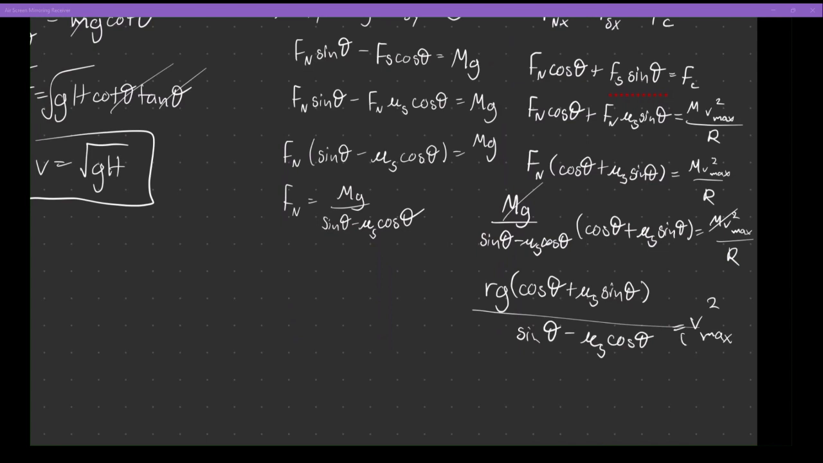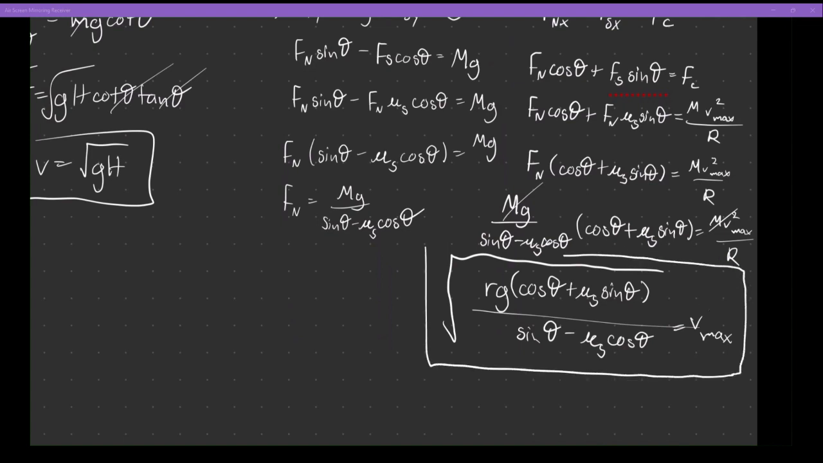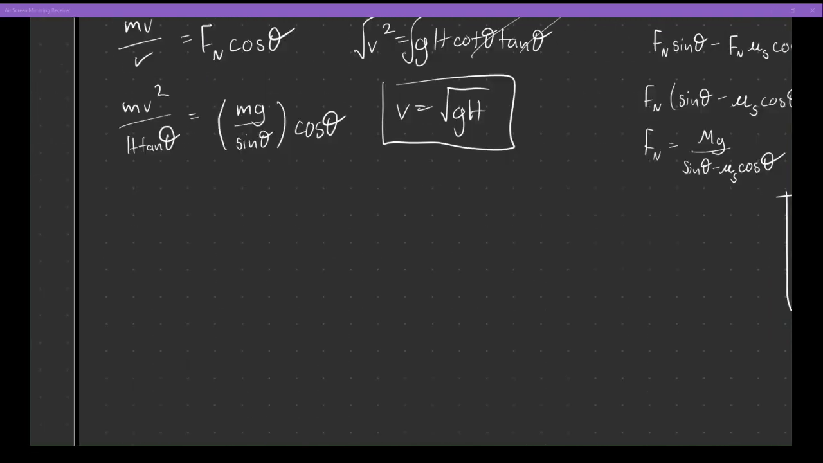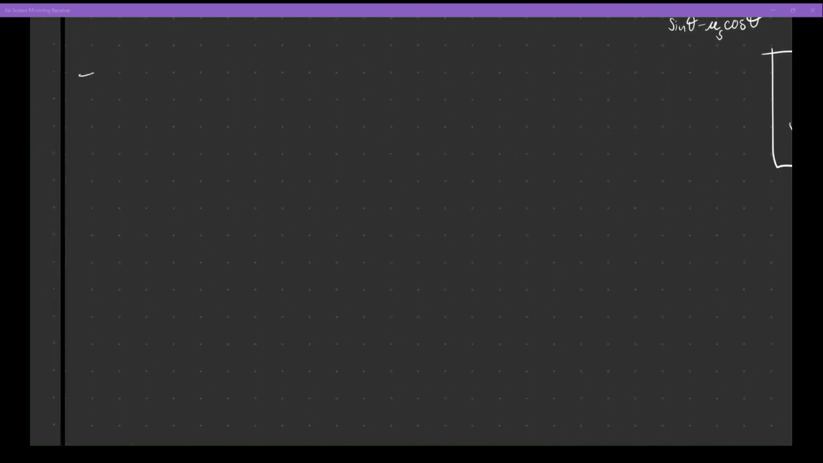So I take the square root of both sides, and so these cancel, so I just get v max is equal to the radical of rg times cosine theta plus mu s sine theta over sine theta minus mu s cosine theta. That's it for part E. Alright, I'm going to go over to part F, which is very similar to part E.